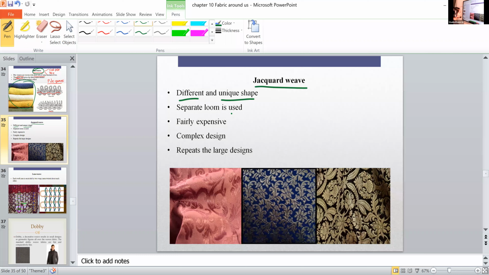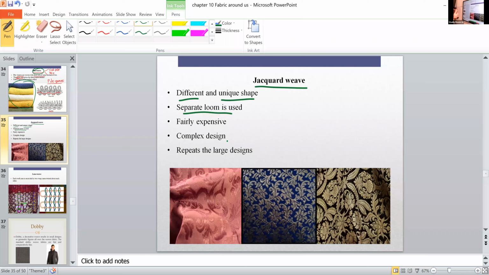This is a decorative weave, or the fancy weaves. The very complex designs are easily made using the special looms. The very complex designs can be seen mainly in curtains, bed sheets and so on. So the large designs are used in jacquard weave. Due to this, the jacquard weaves are very expensive.